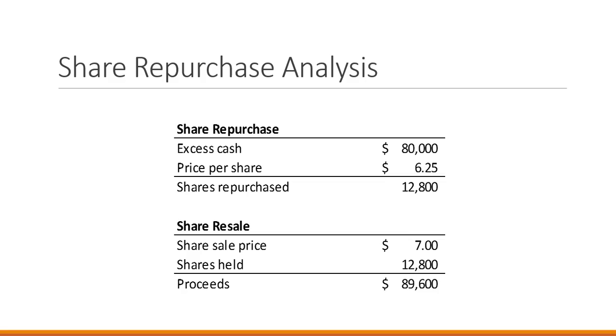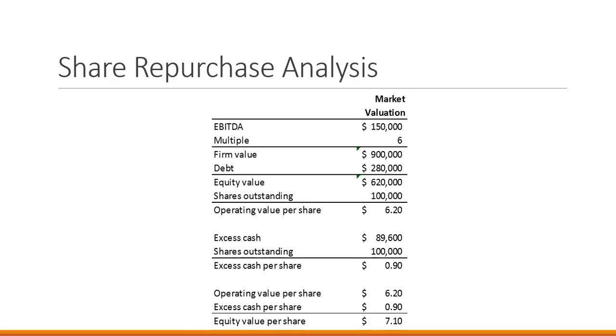So again, what we see is we invested $80,000 in our stock. We then sell the stock and realize proceeds of $89,600. Now let's see how that affects the share value. The multiple is 6. This is now the market valuation. The market is using the same multiple as we have determined is the appropriate multiple, 6 times EBITDA. We work down our analysis, and operating value per share is the same because there's been no change in our operations. But there is a change in excess cash.